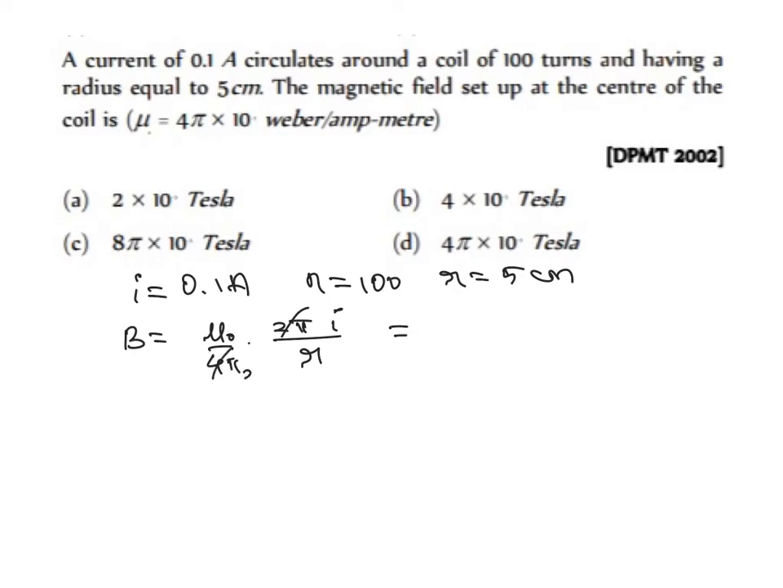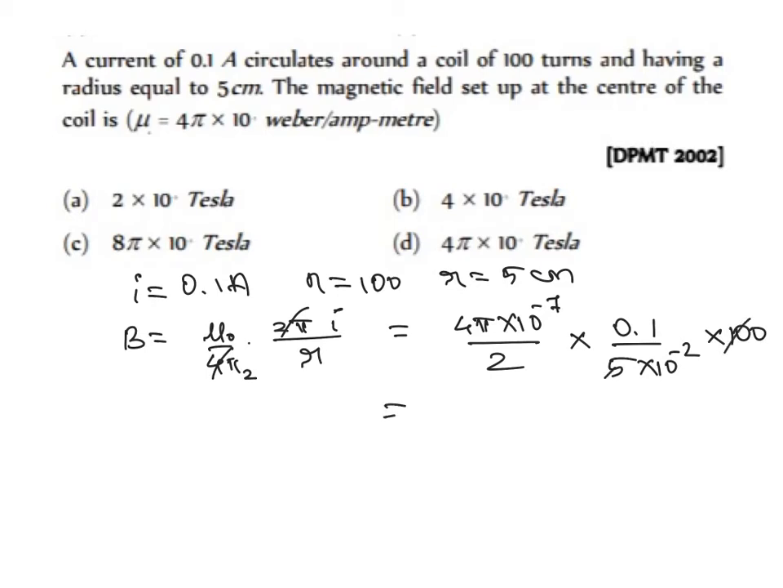So 2 pi, 2 ones are 2, 2 twos are here. So mu naught is how much? 4 pi into 10 to the power of minus 7, divided by 2. The current is 0.1 ampere divided by the radius, how much? 5 centimeter, right? 5 into 10 to the power of minus 2, into 100 turns. So now what are we left with here? 5 ones are 5, 20 here, 2 ones are 2, 2 tens are here. So 10 and 0.1 cancelled here. So left with how much? 4 pi into 10 to the power of minus 5 Tesla.